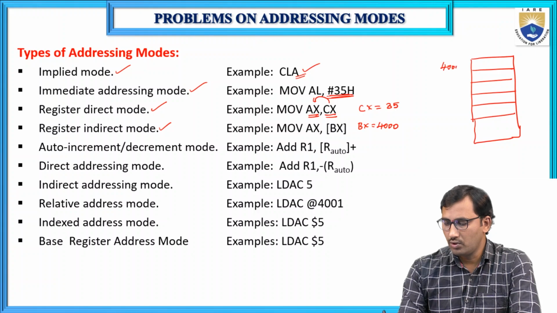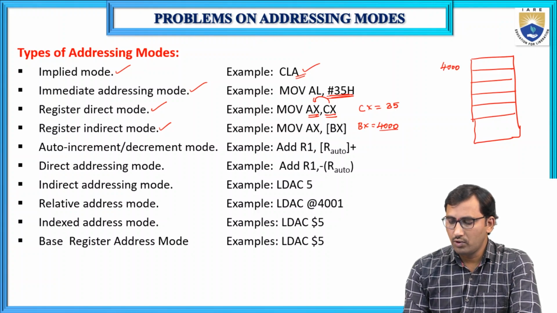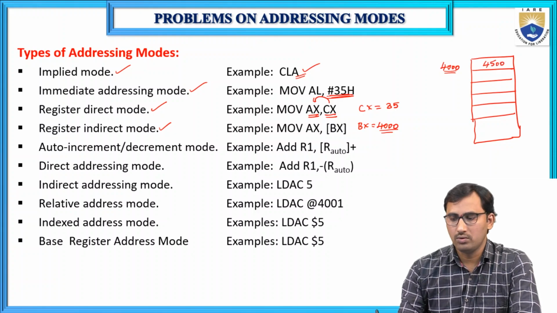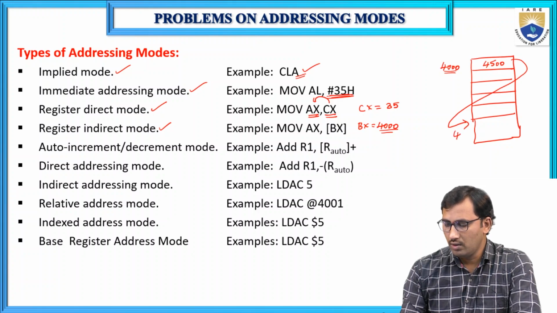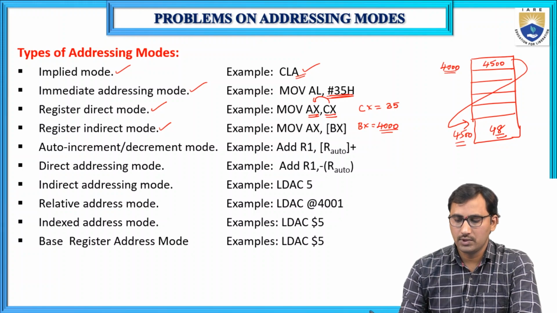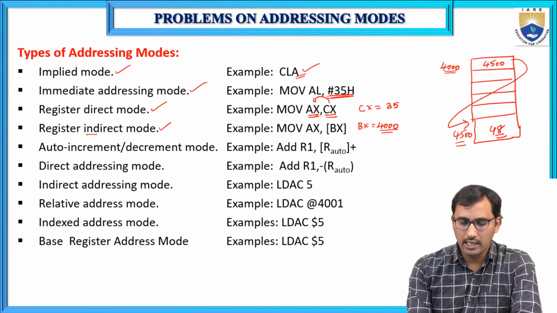Four thousand. Okay, so the 4000 is not the operand, it is the address. So in that address it stores the address of the operand. So if we go to this address 4000, again we have a 4500. So from this it will come to here. Let us assume this is 4500. Here we have 48, so this is the operand. So the address of the operand is given indirectly. That's why it is called register indirect addressing mode.